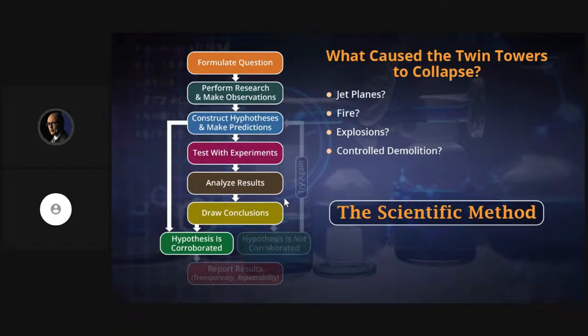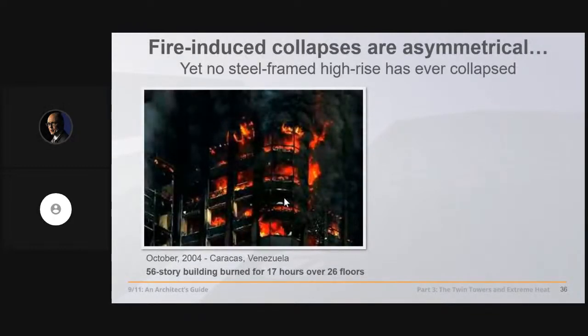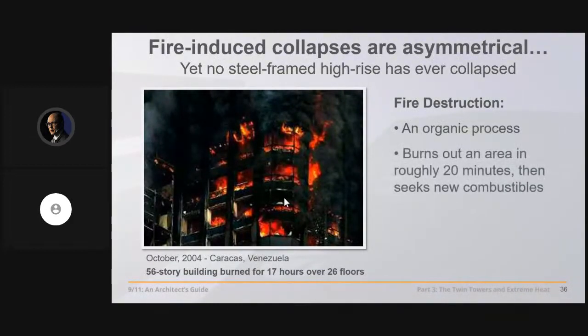And we come up with a hypothesis that is corroborated, that does stand up against the evidence and the experiments, the research, and so forth. So let's start out with some background research. How have buildings been destroyed, high-rises? Well, not by fires before 9/11, but say in a wood frame building, fire is an organic process, so it'll bring a building down, it'll fall over to the path of least resistance after burning an area out in about 20 minutes. That's all the fuel there is in modern high-rises.